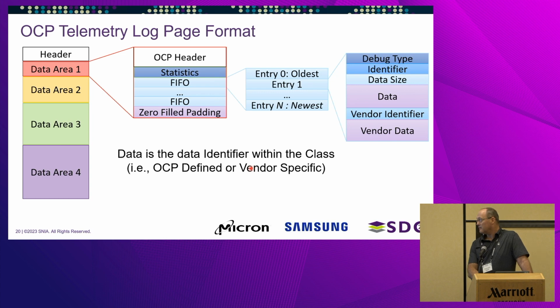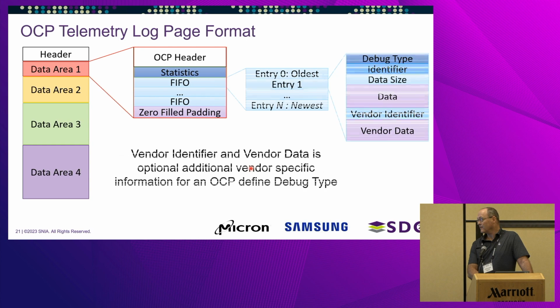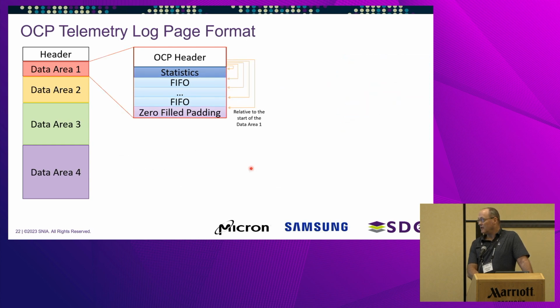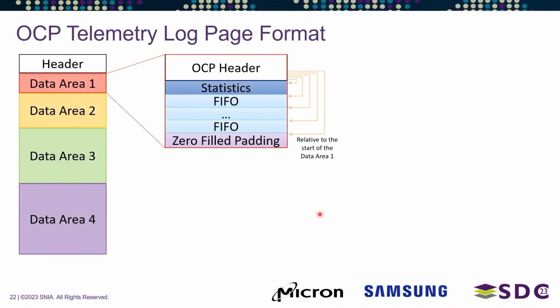The data then is the data defined by OCP, or you can have vendor specific data included with the OCP defined data. So now not only can you have entries that are just vendor defined, but you can also do an OCP defined and then add additional vendor specific data. The OCP header will have a pointer into the starting of each section within data area 1, and that is always going to be relative to the entire data area 1 area.